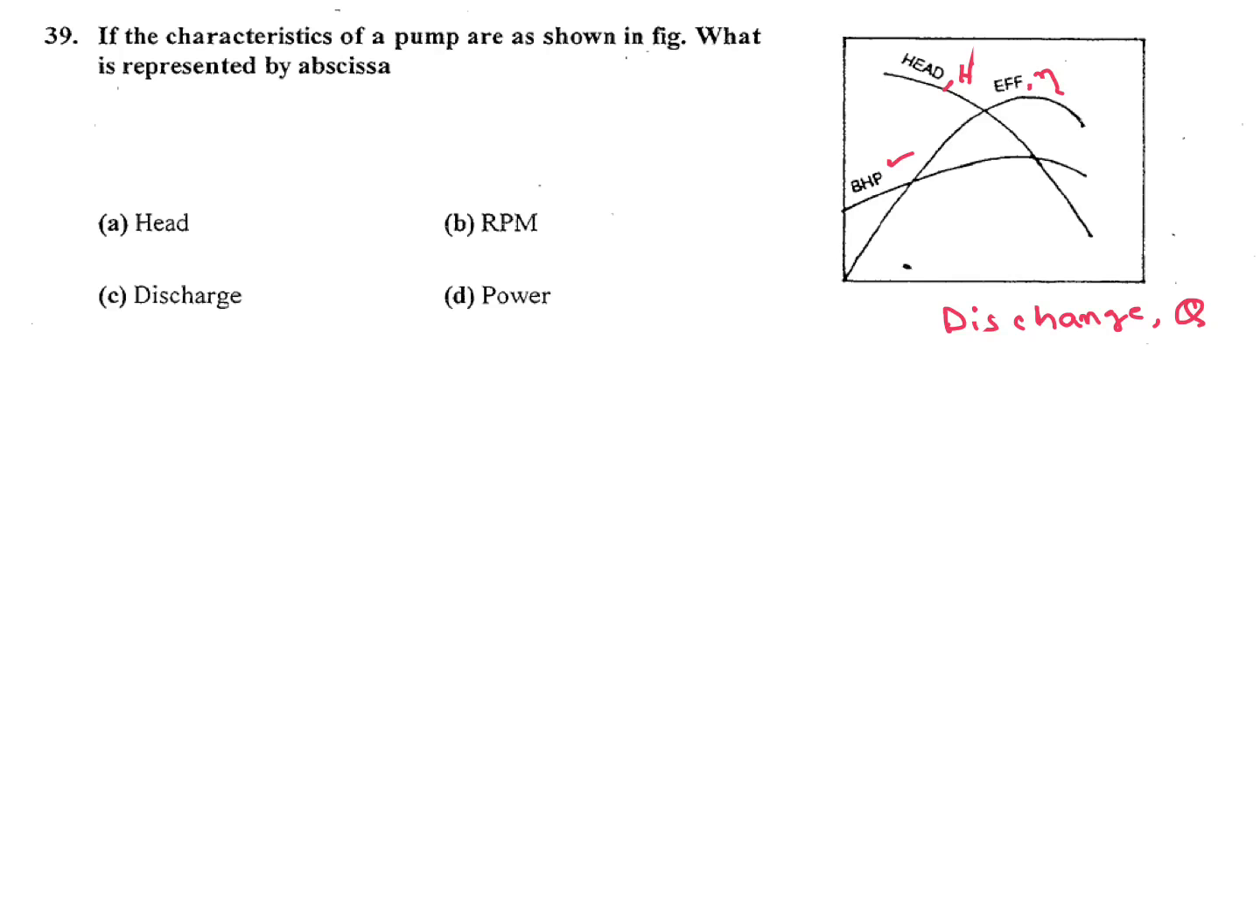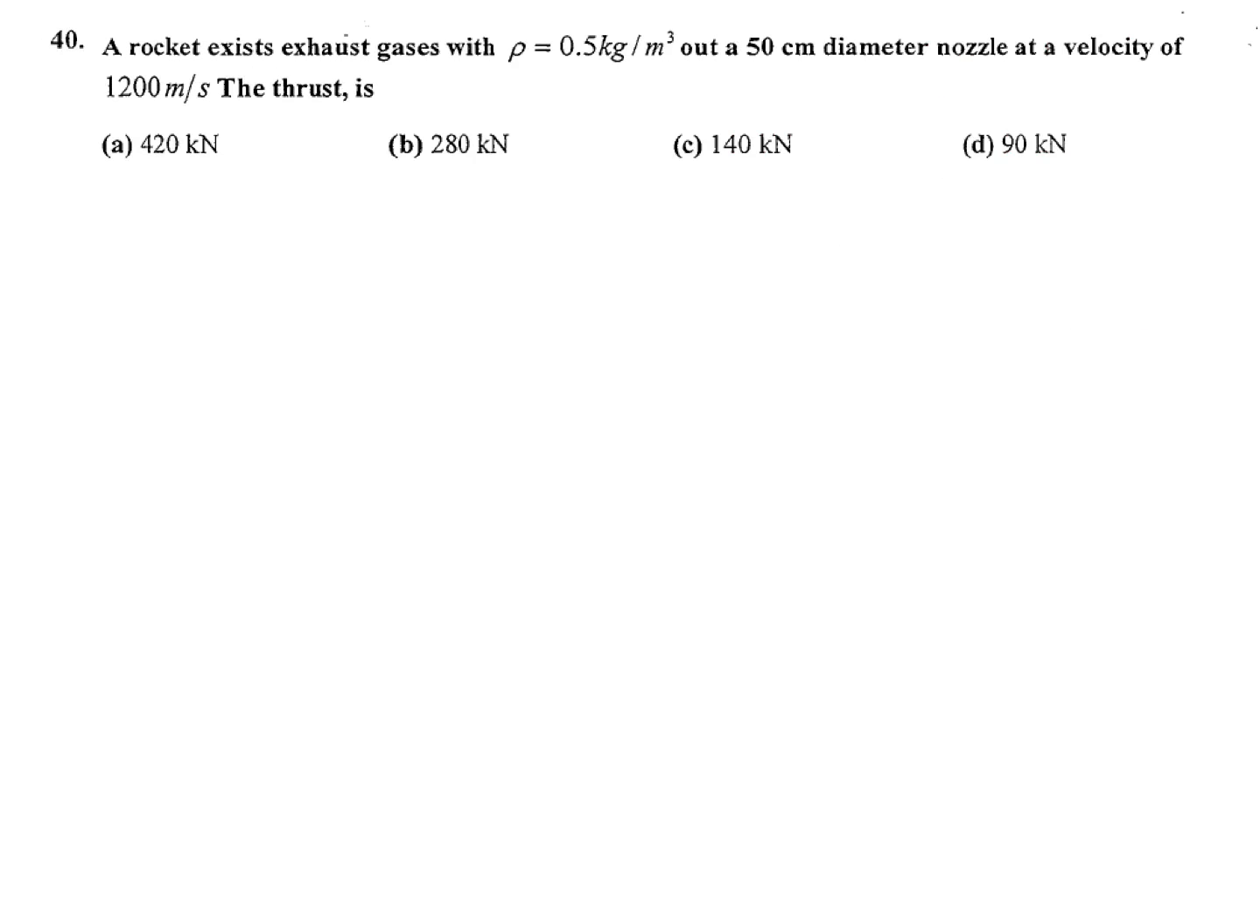A rocket exhausts gases with rho equal to 0.5 kg per meter cube out a 50 cm diameter nozzle at a velocity of 1200 meter per second. We have to calculate the thrust in case of a nozzle. So data given are rho is density, 0.5 kg per meter cube, diameter of nozzle d equal to 50 cm, so it's 0.5 meter, and velocity v equal to 1200 meter per second. We have to calculate thrust or force.